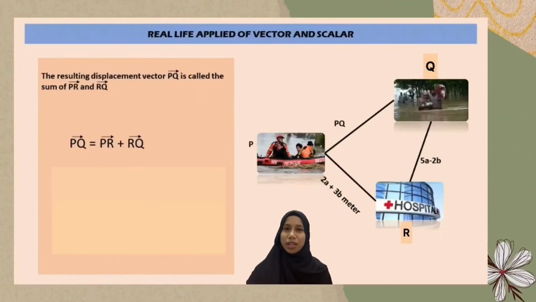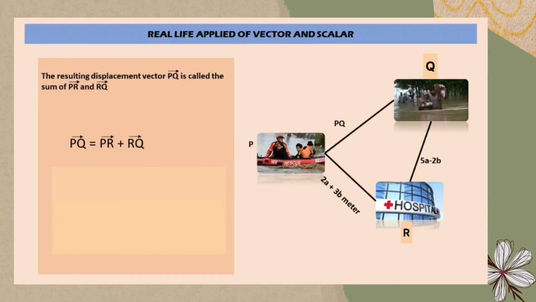So, I will explain about real-life application of vector and scalar. I have attached the picture that describes rescuers transporting the flood sufferer from the flooded region to the hospital with a displacement vector PR. Then, from the hospital, they quickly rescue a flood victim with the displacement vector RQ. The resulting displacement vector PQ is called the sum of PR and RQ. To find vector PQ, we must go through the path from P to R and then R to Q.